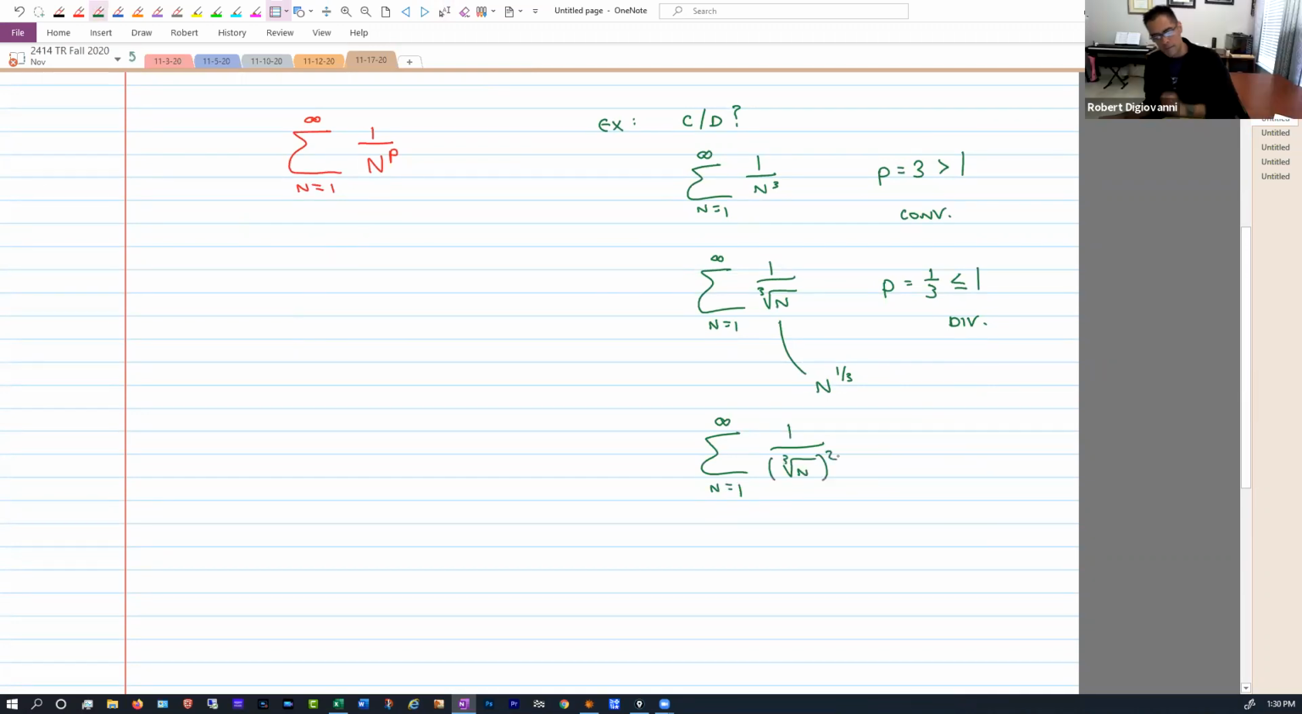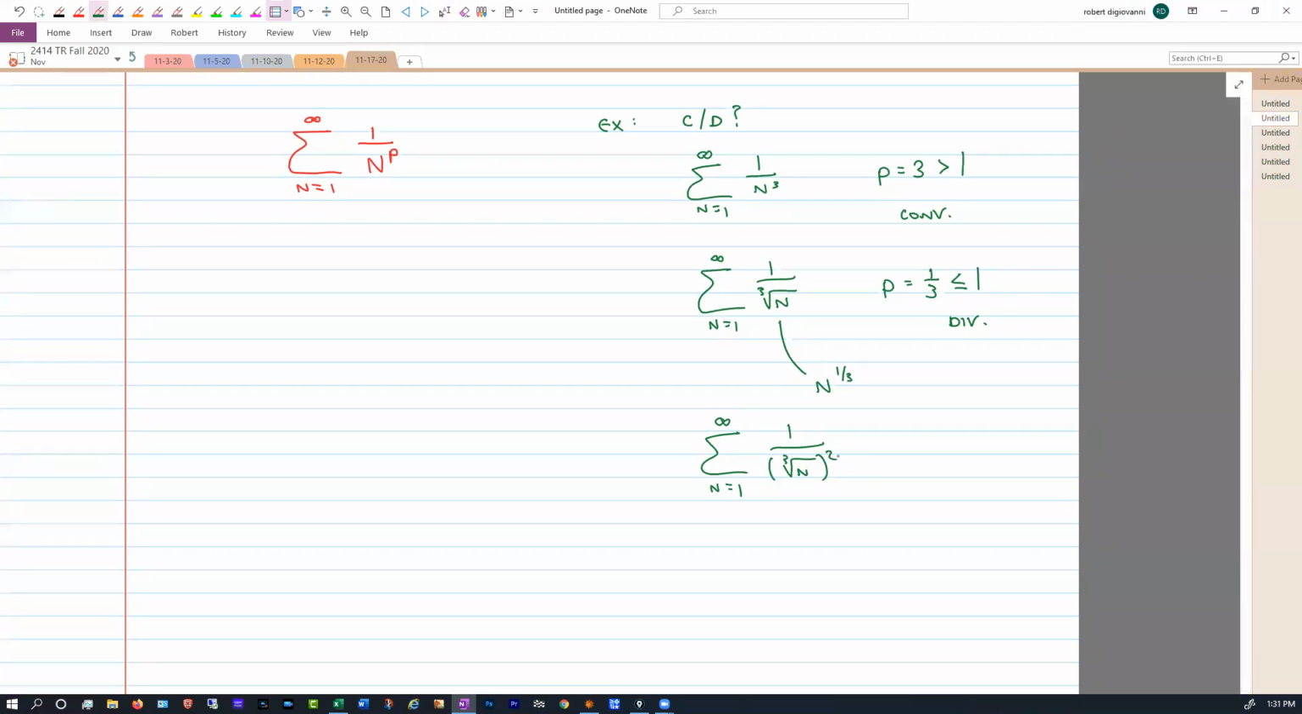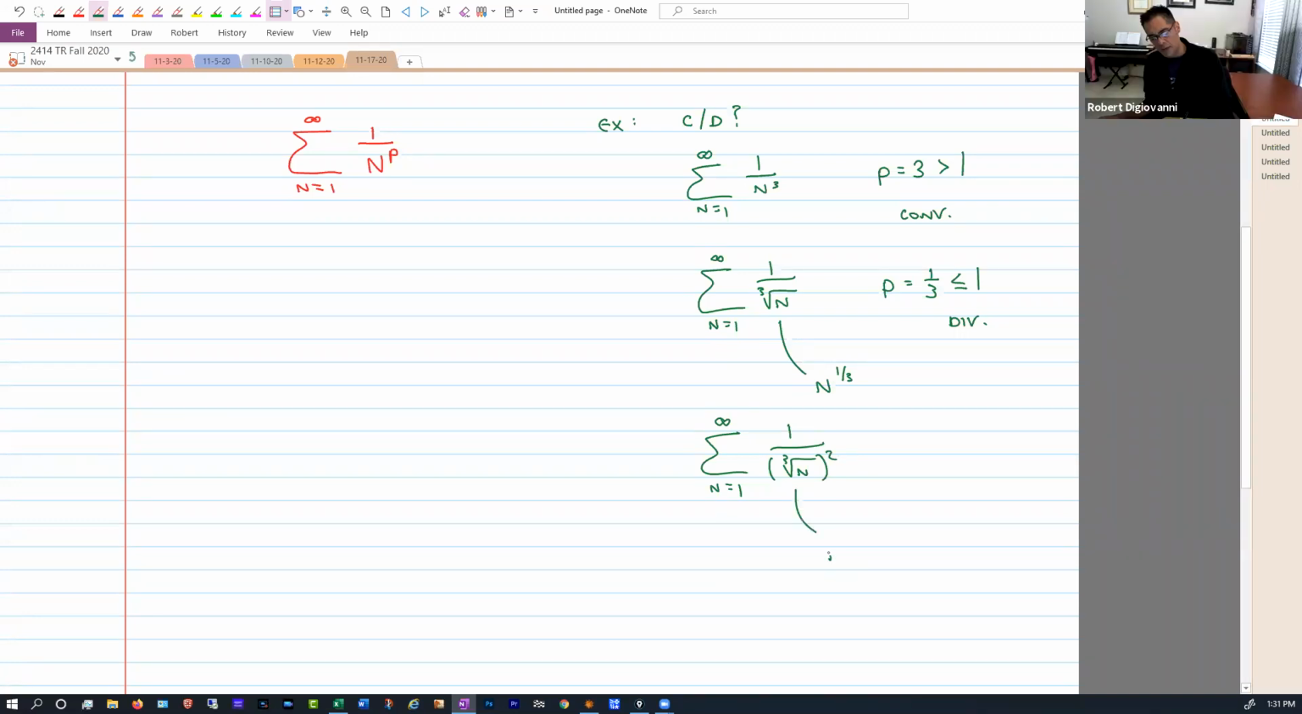Like that? Is that what you mean? Yes, sir. I think it converges, right? No, it diverges. Well, what's P? This would be n to the 1/3, but then squared, that's n to the 2/3, right? It's still less than 1. So that's still less than 1. P is 2/3. That's less than or equal to 1, and anytime we have that, we have divergence.